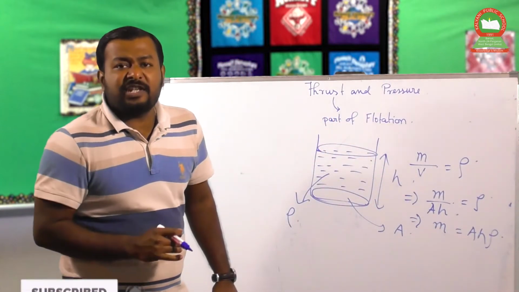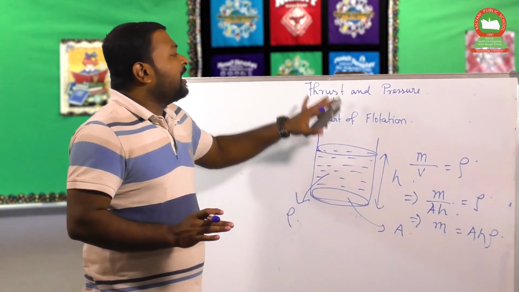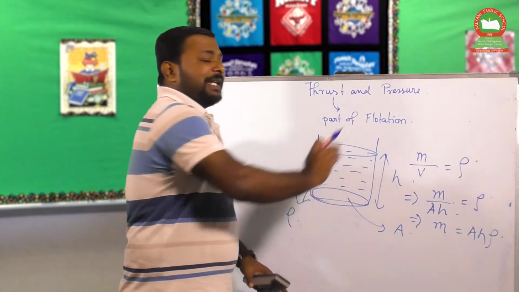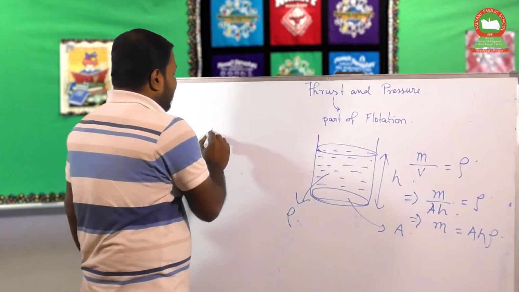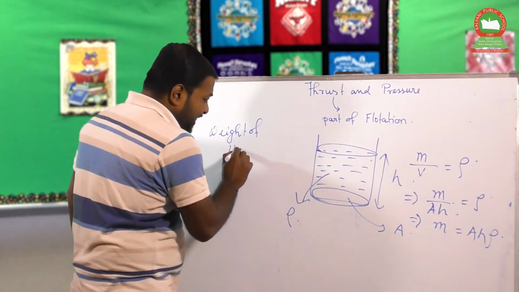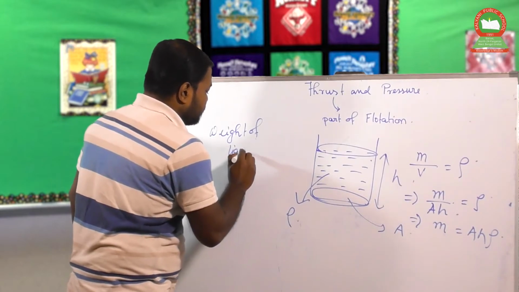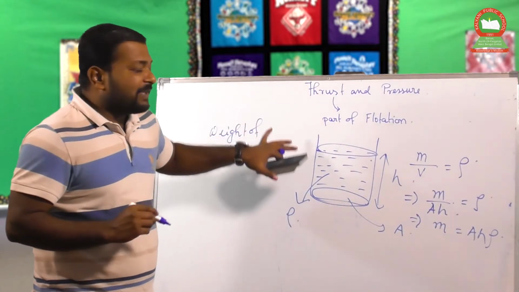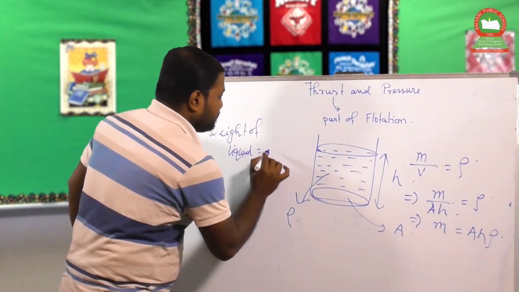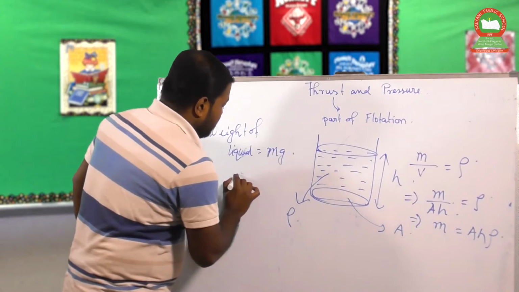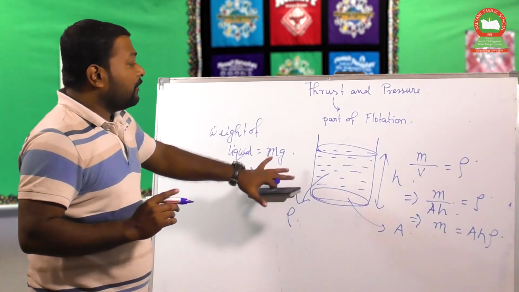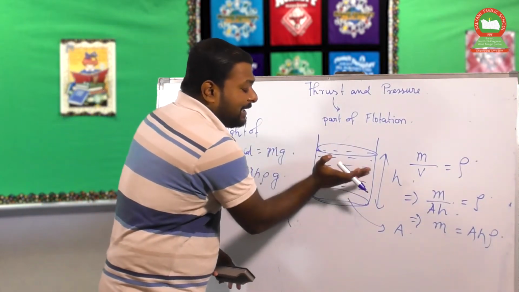Now mass times the acceleration due to gravity gives you the thrust of that liquid on the surface of the wall of that container. So the weight of the liquid, which is nothing but the thrust of the liquid, is m into g, which is A h rho g. This is the weight of the liquid, which acts in the downward direction.